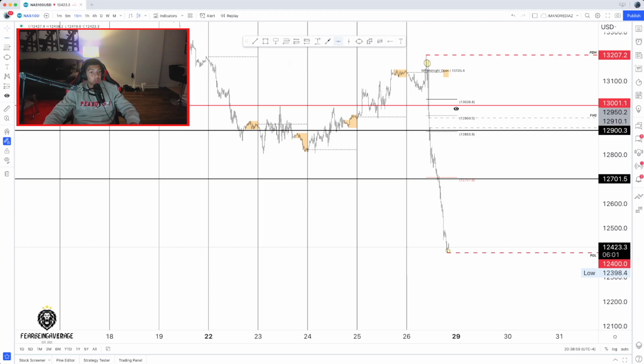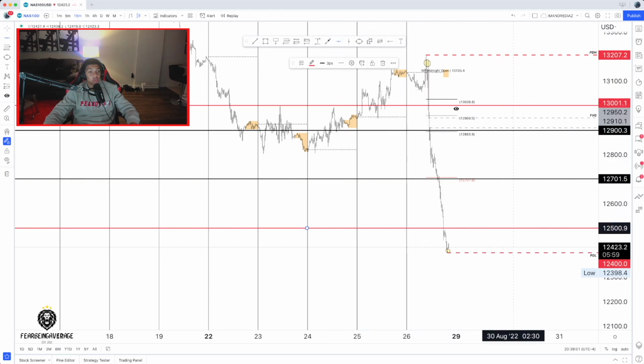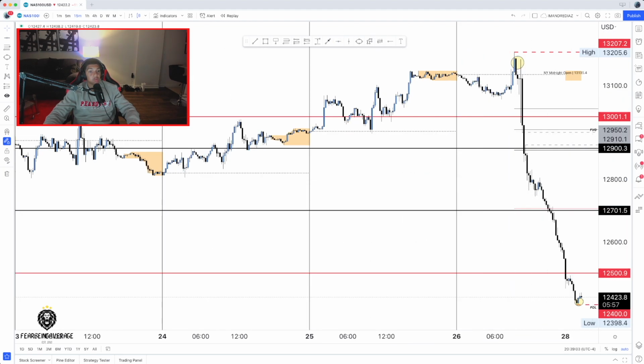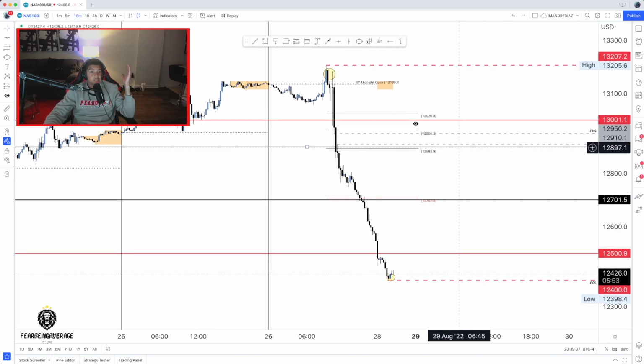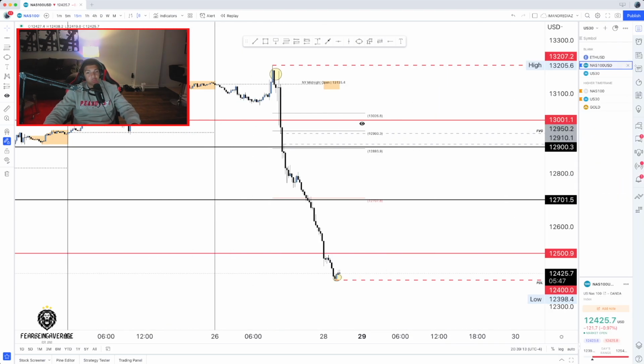But what I do think could happen is we might stay around this 12,500 area, maybe consolidate before potentially moving higher going into this week. But as of right now, this is what I think will happen. I think we'll continue bearish short term. Well, kind of long term, I say a week or two of bearishness, in my opinion.